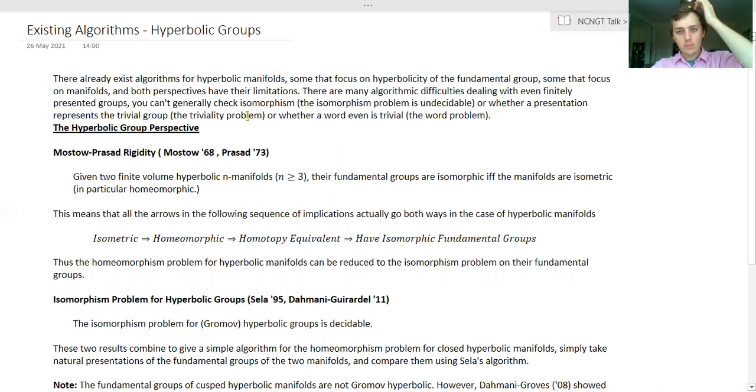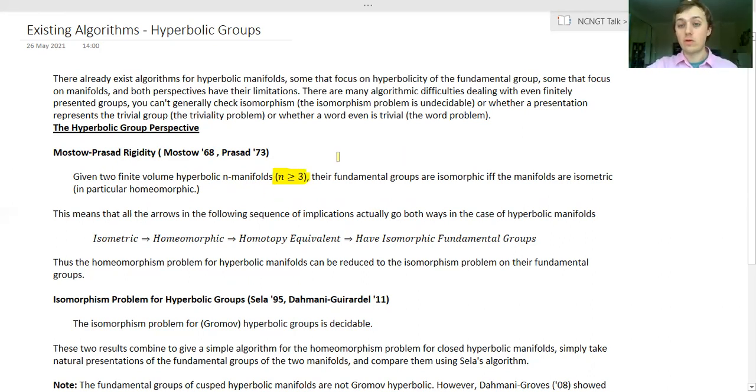Okay, but you might be wondering, if you've not seen Mostow rigidity before, why are we talking about groups? The fundamental group is not the space itself. But fortunately, in the case of hyperbolic manifolds, they kind of are. So Mostow-Prasad rigidity, proven for closed manifolds by Mostow in '68 and by Prasad in '73 in the cusp case, states that given two finite volume hyperbolic n-manifolds, here's one of the places that n greater than or equal to 3 comes in.